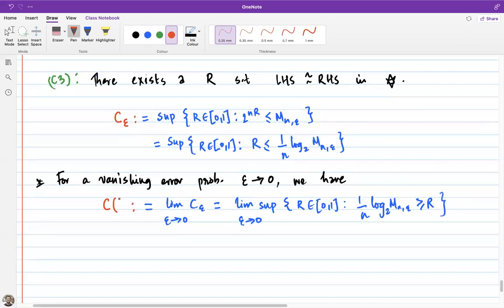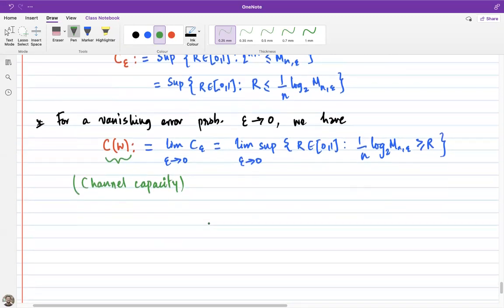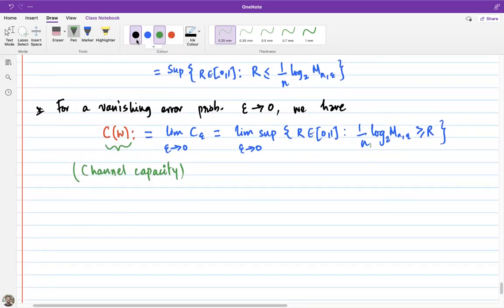Since throughout we have assumed the channel to be fixed, this is a property of just the channel. Okay. So this is known as the channel capacity. Okay. So this is the quantity known as channel capacity.